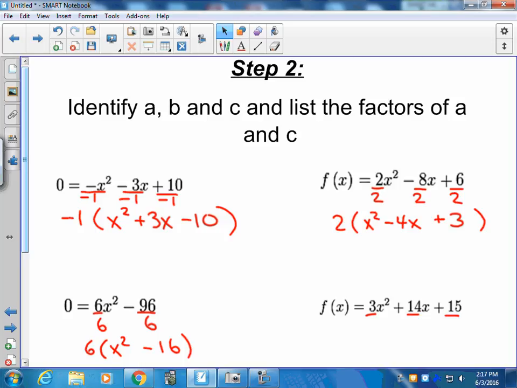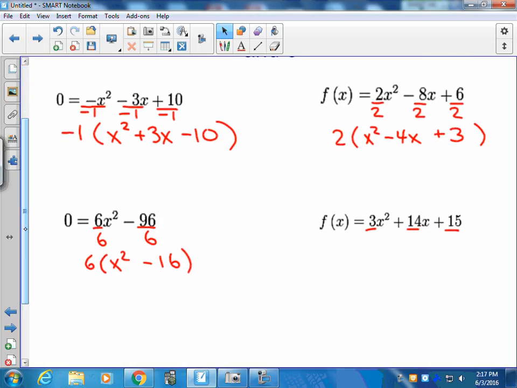So now we've got 4 types of problems that we're going to look at, and we're going to work through step 2. Okay, so now step 2, we want to identify our A, B, and C values and list the factors of A and C. Okay, now identifying all three is important because if we cannot factor this, we'll have to use quadratic formula to be able to find our intercepts. Okay, so what we're looking for, A is the number of x squareds, B is the number of x's, and C is your constant variable in the end.